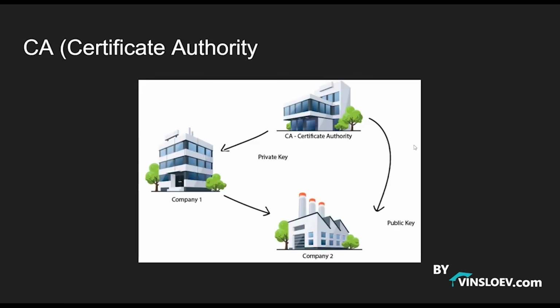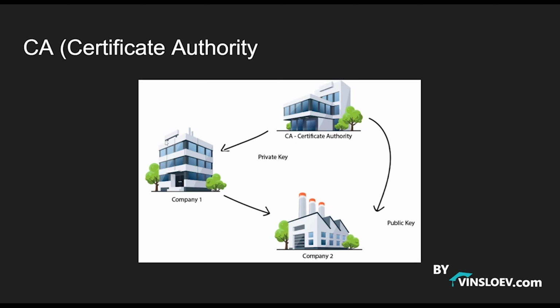So in the PKI we have something called CA, the certificate authority. And as you see on this picture right here, this authority is on the top here at this building. And then we have a company 1 and a company 2. So company 1 needs to talk to company 2. And since they are going to do this in an encrypted manner and company 2 wants to ensure that what they are receiving is from company 1, they are using this certificate authority as their main trust source.